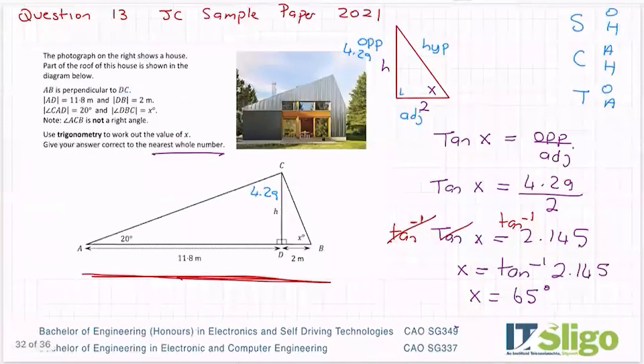Once we had our h, we went back to the other triangle that contained x, because that also contains h. We filled in our 4.29. We figured out it was again tan that linked our angle with adjacent and opposite. This time we had to use tan inverse. You always have to use the inverse if it's an angle you need. And we figured out that angle was 65 degrees. Okay, so that was the trig question on that sample paper.